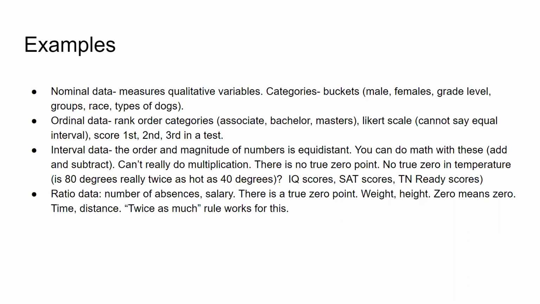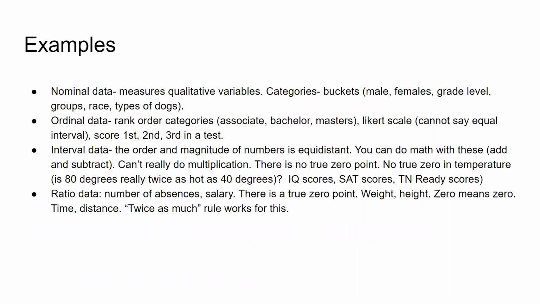Now, interval data is when there's no true 0 point and you can't really do multiplication with it. So like with IQ scores, if someone's IQ is 100, you can't really say they're twice as smart as someone with an IQ of 50. Usually most of our scores in testing are interval data, because it doesn't mean that if you have a score of 0 in intelligence that you have no intelligence.